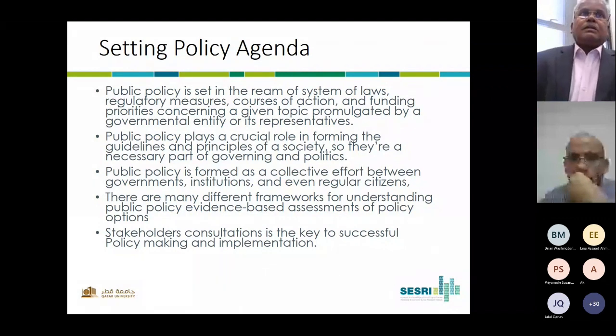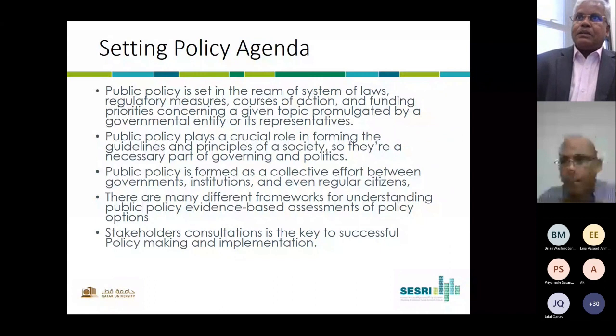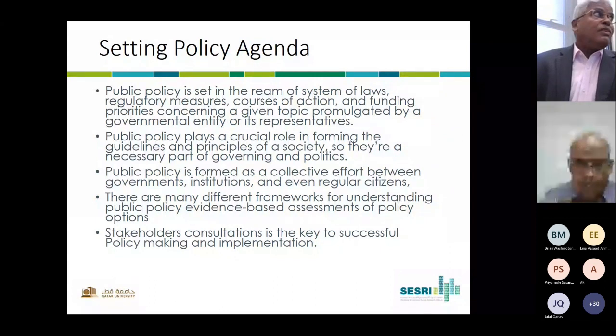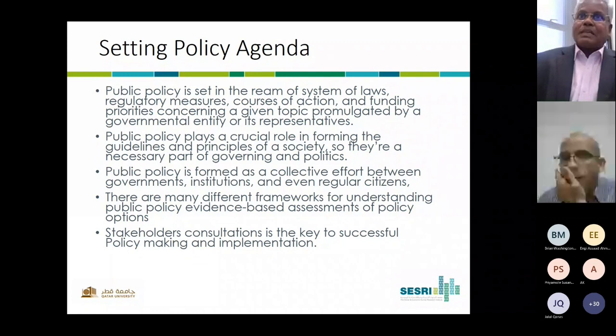Public policy plays a crucial role in forming the guidelines and principles of society. So it is a necessary part of governing and politics. Public policy is formed as a collective effort between governments, institutions, and even citizens, the population.